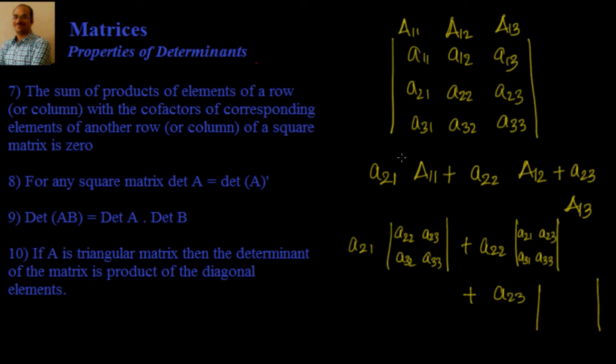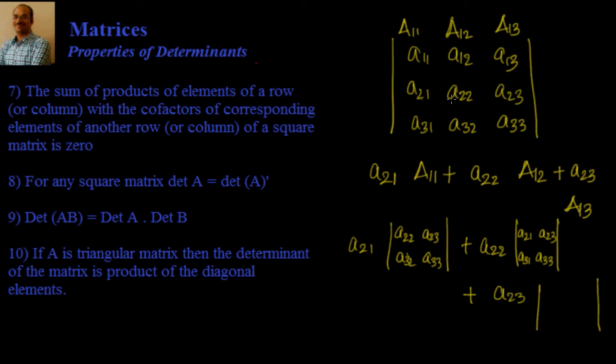What we are trying to do now, instead of the product of the element with its corresponding cofactor, is to find the element multiplied with the corresponding element of another row's cofactor. That means if I am at A21, I should multiply with the cofactor of A21, but instead of that I am multiplying with the cofactor of A11. So it is A21 into cofactor A11 plus A22 into cofactor A12 plus A23 into cofactor A13. Now cofactor A11 is nothing but the determinant of the 2 by 2 matrix A22, A23, A32, A33. Similarly, cofactor A12 is nothing but A21, A23, A31, A33.